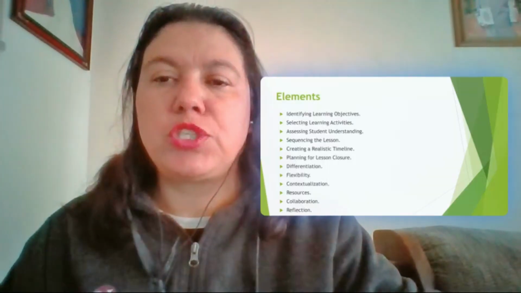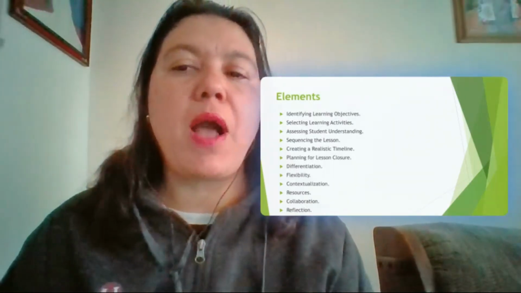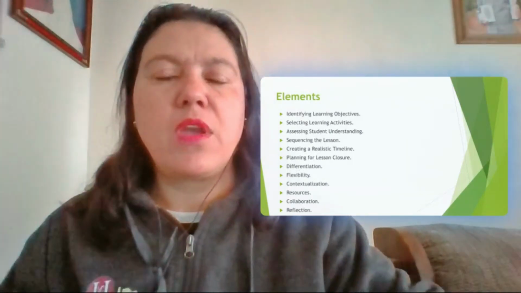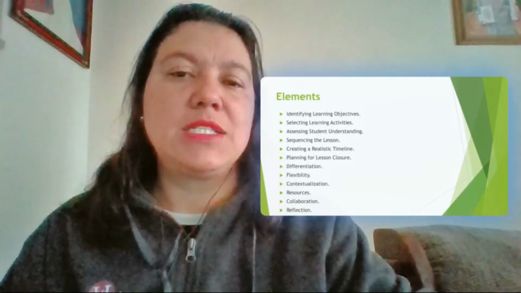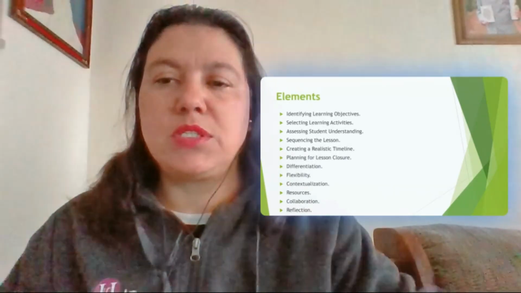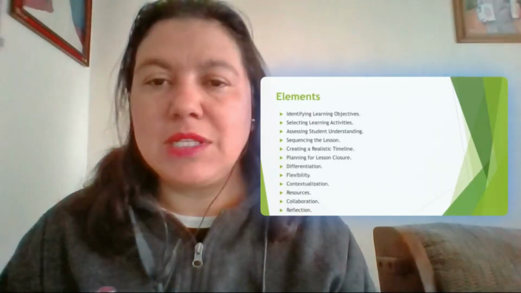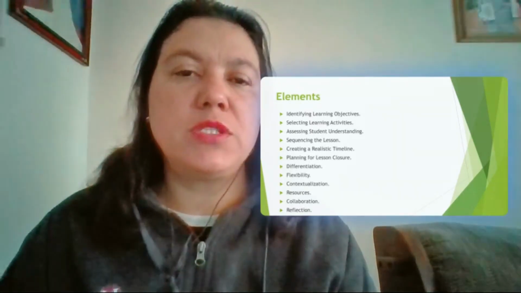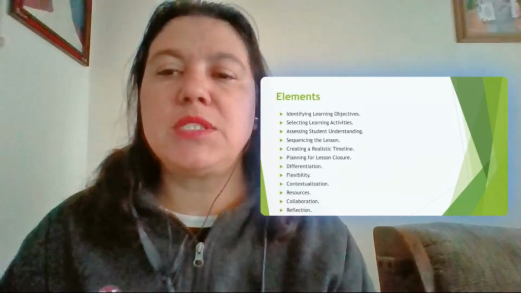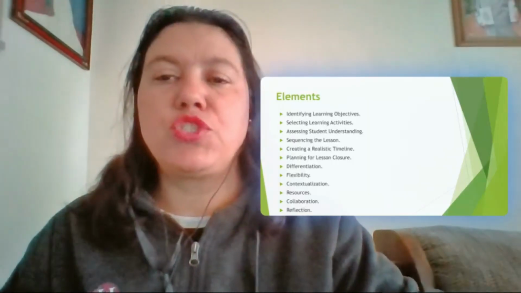Planning for lesson closure: providing a clear ending that summarizes key points and connects back to the learning objectives. Differentiation: considering the varied learning needs and adapting the lesson accordingly to support all students. Flexibility: recognizing that lessons may need to be adjusted based on students' responses and unexpected situations. We can have additional considerations too.